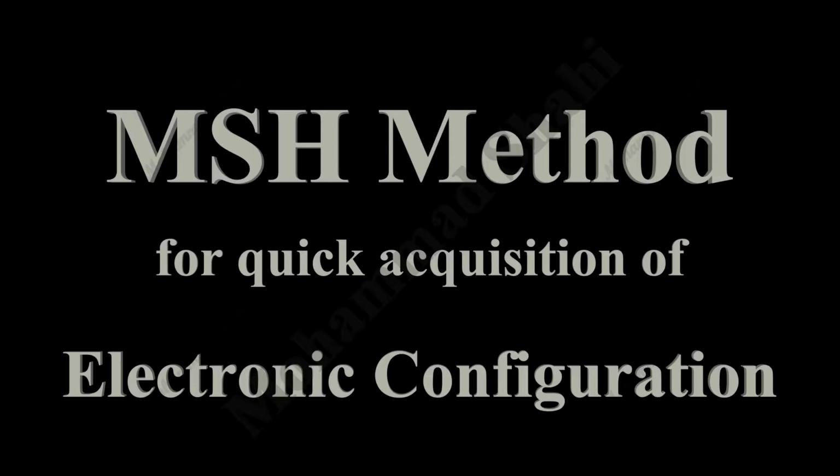remembering 3 points and performing 3 steps. This is a method that I call the MSH method, based on its 3 steps. This MSH method can quickly give us the electronic configuration of all elements that obey the Madelung rule, which are all of the main group or representative elements and most of the transition and inner transition metals, together comprising almost 100 elements of the whole 118 approved chemical elements.